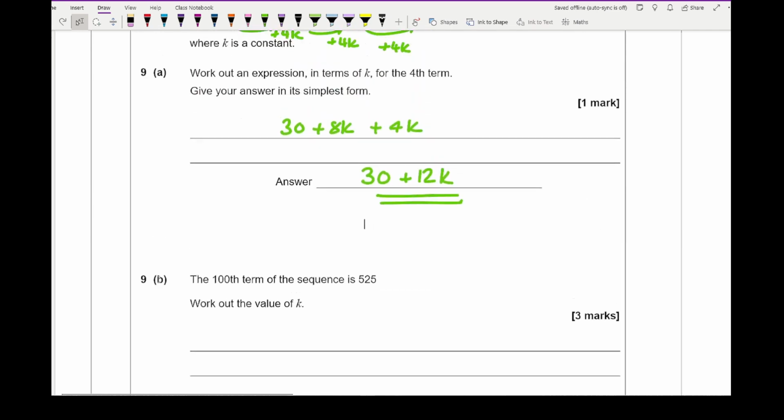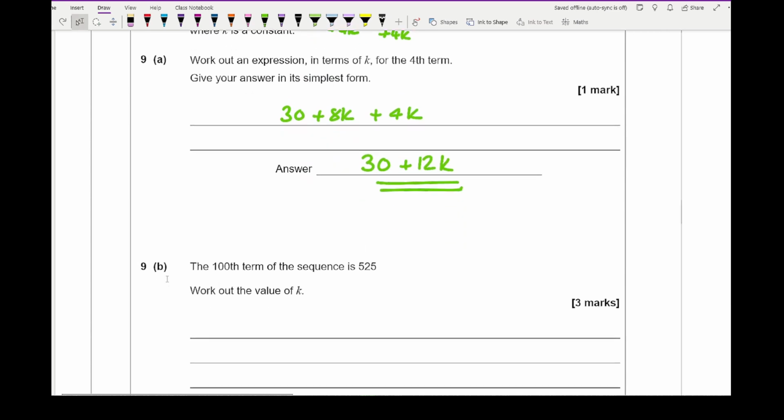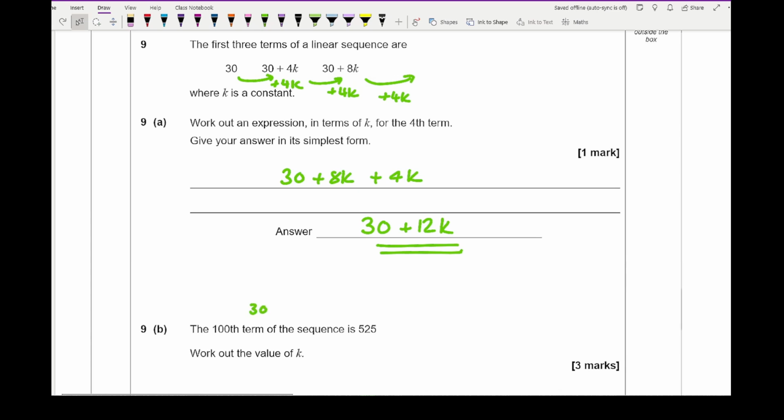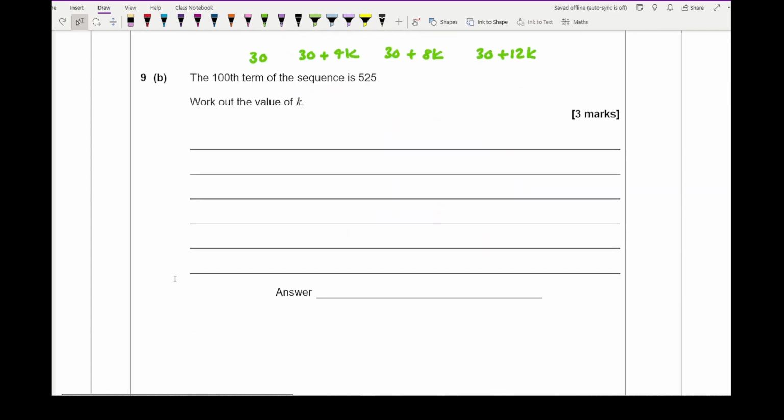Well, for this, what we need to do is actually look at the sequence. So if I just write down what that sequence is, I've got 30, 30 plus 4k, 30 plus 8k, and 30 plus 12k. Just a little reminder. So what I need to do is find the nth term of this particular sequence. Now for this, I need to find a connection. This is when n equals 1, that's when n equals 2, that's when n equals 3, and this is when n equals 4. In the nth term, we've always got that 30, so I can write 30.